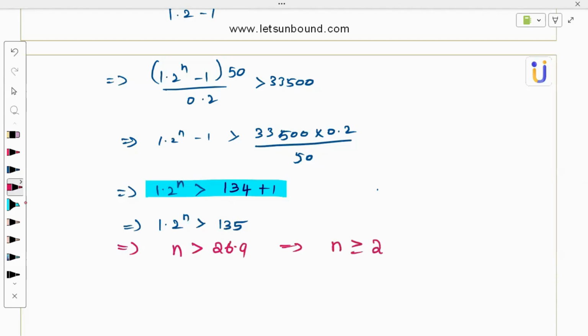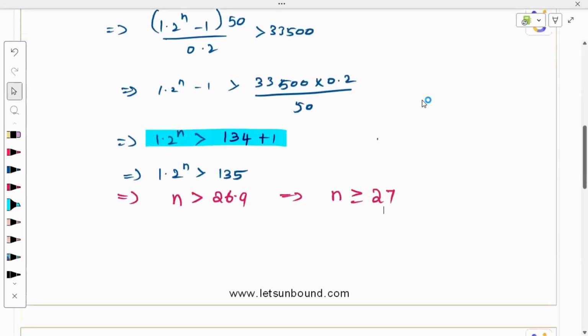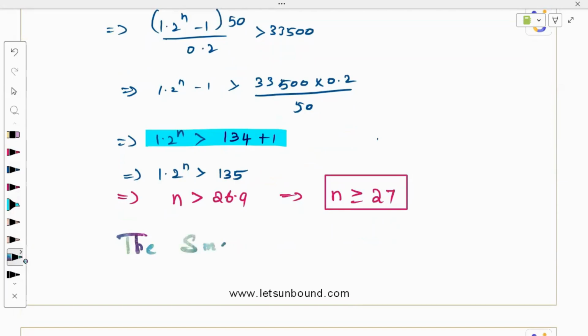And now, what is n? n is greater than or equal to 27 because n is a positive integer. We are talking about the term, so it can't be a decimal. Greater than 26.9 means from 27 we can take this. And what is the smallest value? They are particularly asking for the smallest value. So the smallest value is 27.